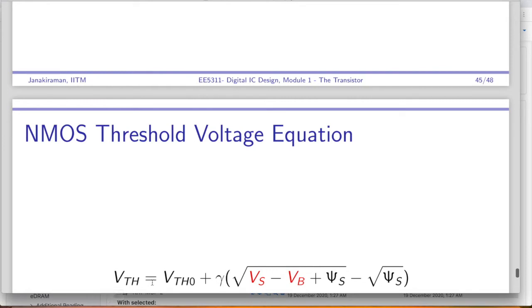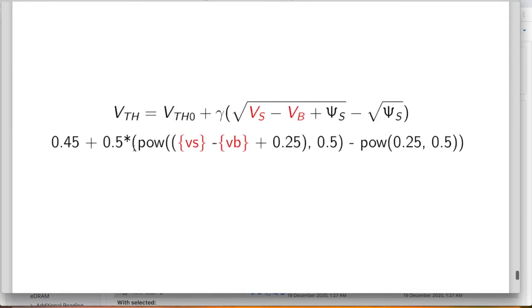So VTH is equal to VTH naught plus gamma into whatever. Now I am assuming, by the way, that I have set these constants to some particular values. For example, VTH naught is 0.45, gamma is 0.5, and so on. So all I have to do is handle this square root. How am I doing that? I am doing it like this.